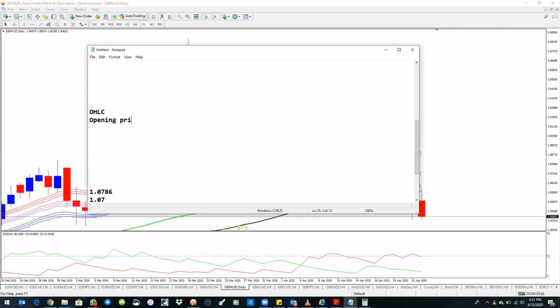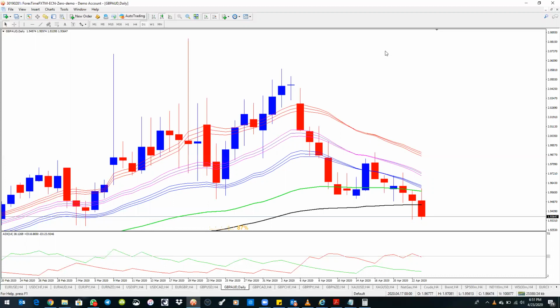Opening price. Then high is the highest value recorded, and low is the lowest value recorded, and then C is the close price. Now, this is the same for any time frame you want to look at. Like I said, the example we're making use of now is the daily time frame.